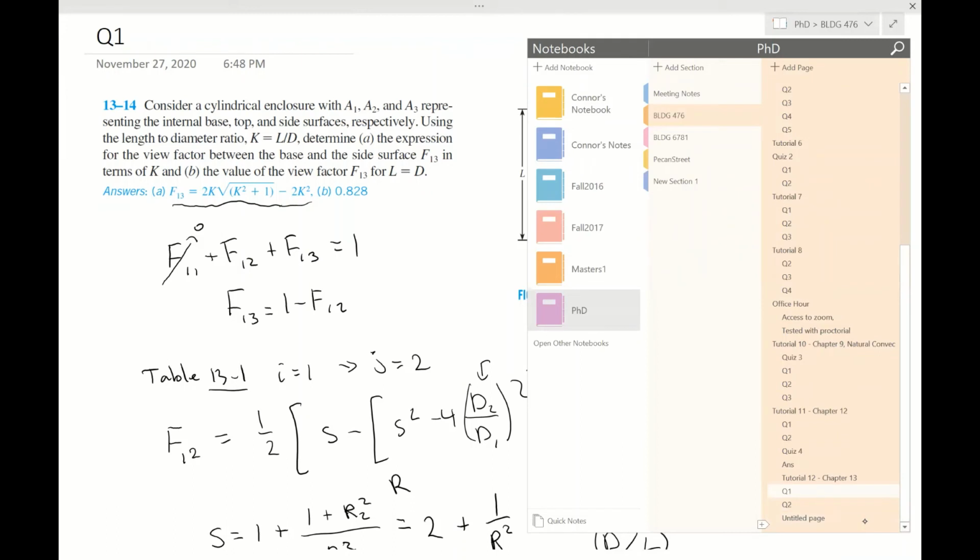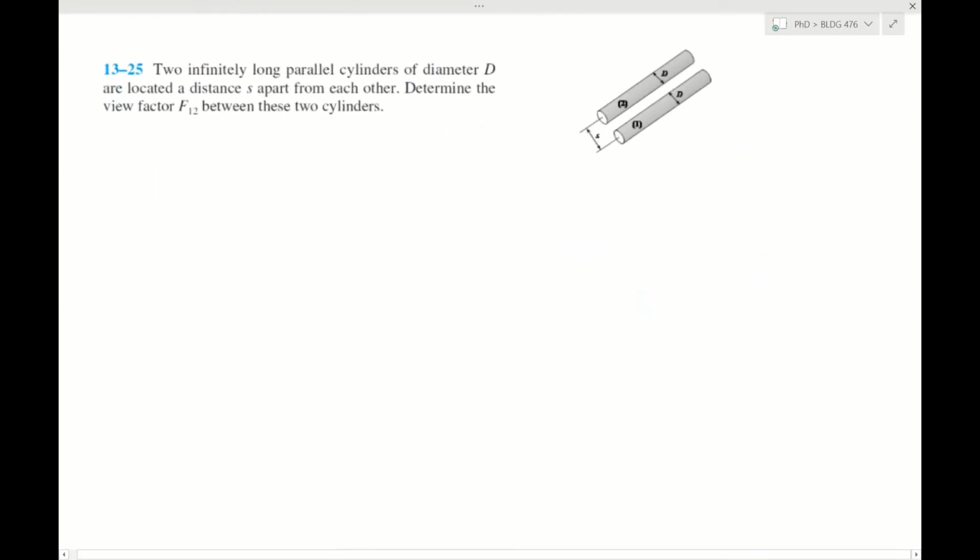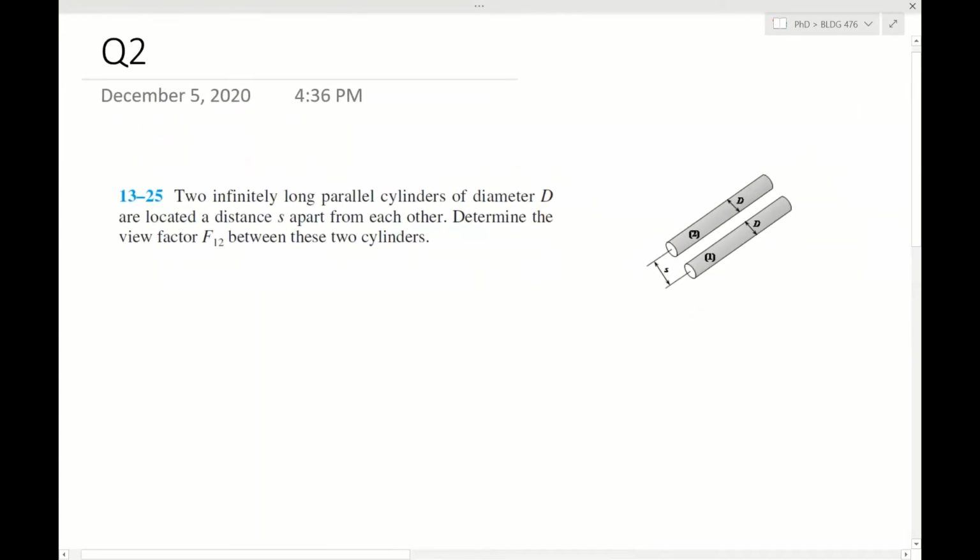And kind of method 1 with using these tables, and method 2 is the cross-string method. And the cross-string method is a little more versatile, but only for one specific case, and that's when we have infinitely long something. So in this method, we have these two cylinders. Both of them are D, so both of them are the same size. In this case, our F12 is equal to our F21 because our areas are equal. Area 1 is equal to area 2. Okay, and we want to find view factor 1 to 2 between these two cylinders.